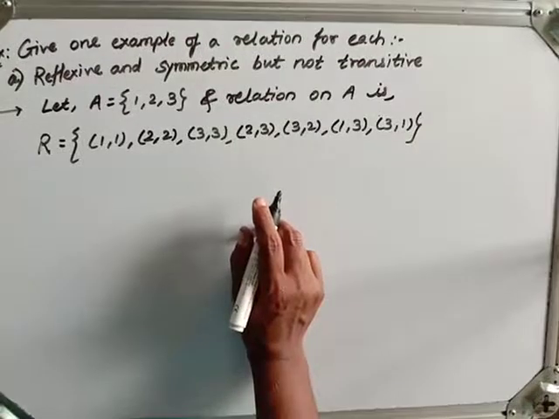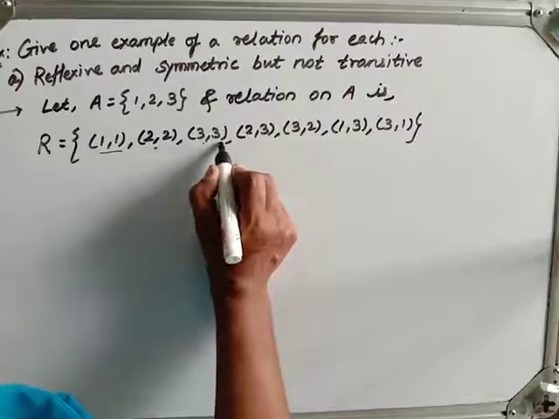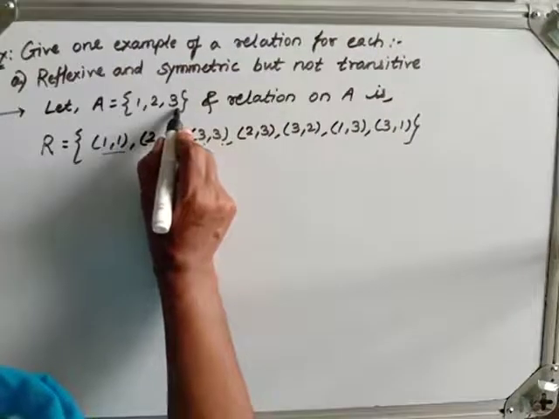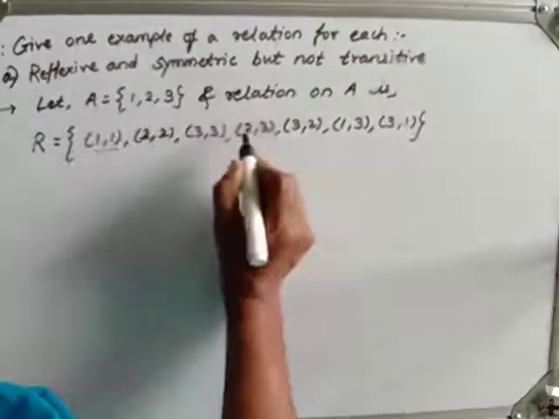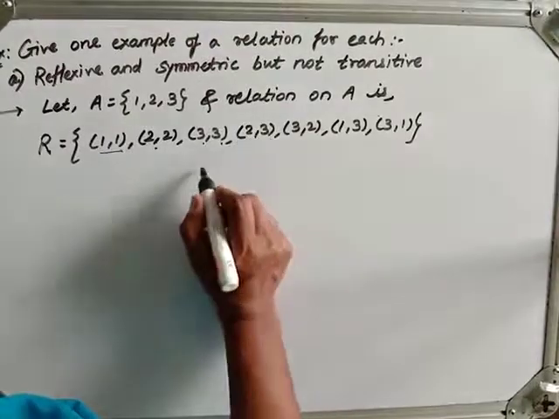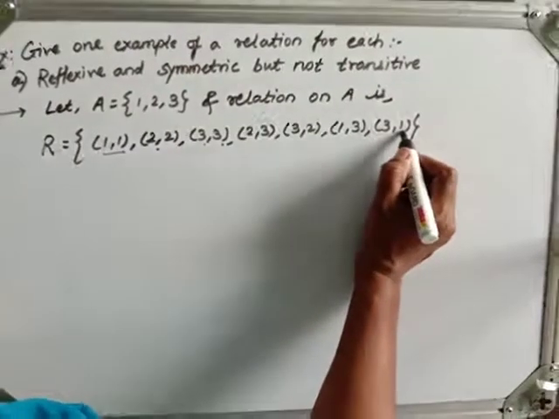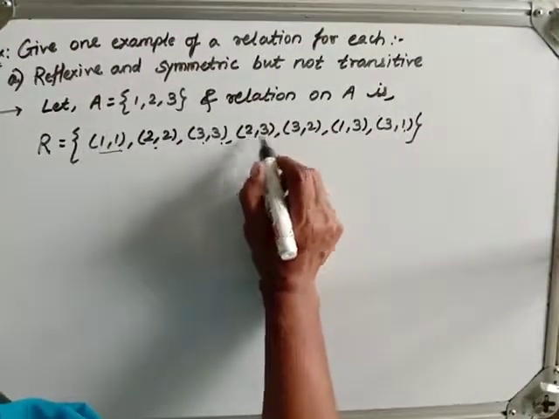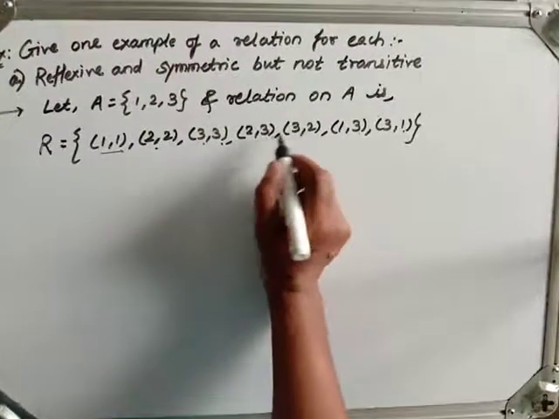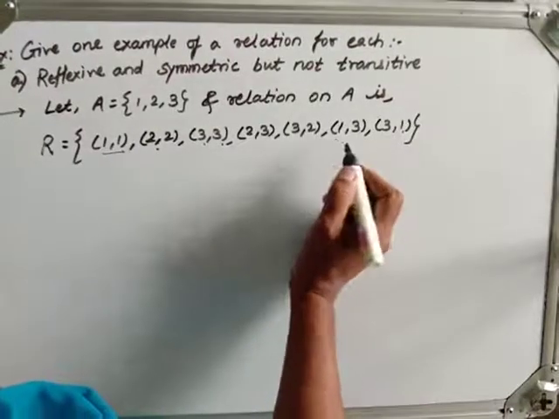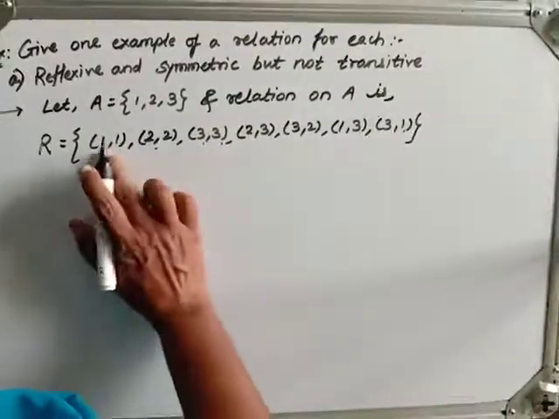Now here (1, 1) belongs to it, (2, 2) belongs to it, (3, 3) belongs to it. Means for all elements of A, the element is related to itself. Means it is reflexive. Now for symmetry, if A is related to B, then B must be related to A. So here 1 is related to 3, so 3 is related to 1. Means it is symmetric. Also 2 is related to 3 and 3 is also related to 2. So the pairs in which A is related to B and B is related to A are there. So it is symmetric.